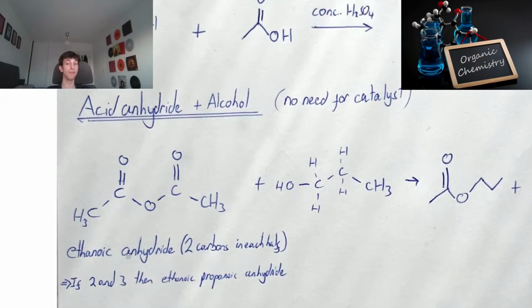So in this case, this will be ethanoic anhydride, sorry. The reason is 2 carbons here and 2 carbons here. It's ethanoic anhydride. You don't think about the total number of carbons. Look at each side.